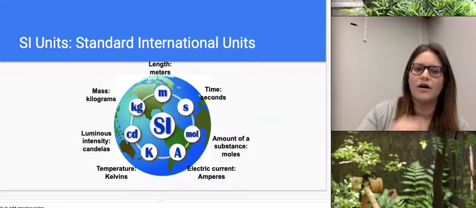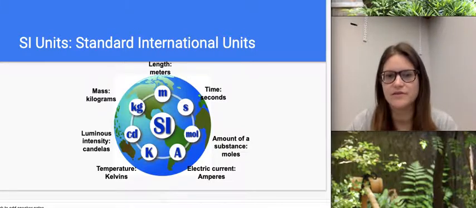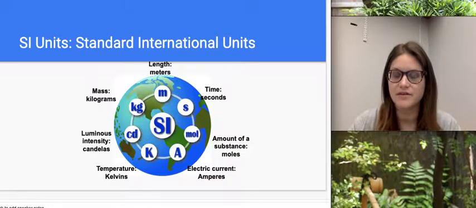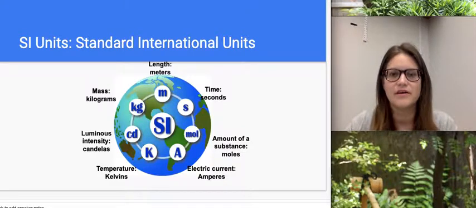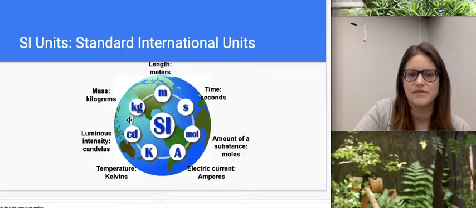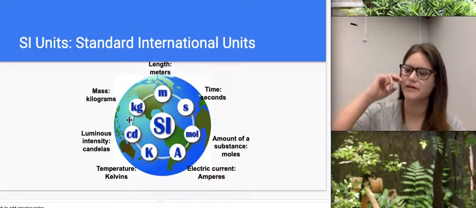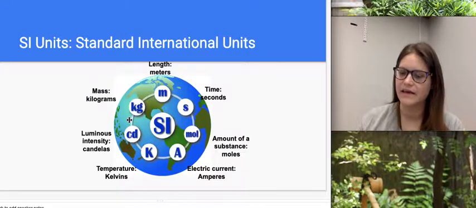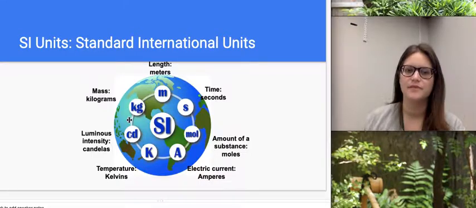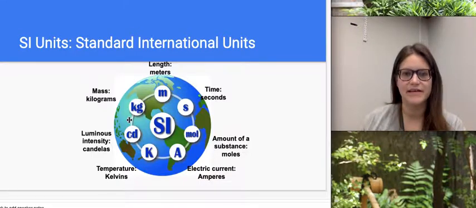So what are these standard international units? These are all the different base units. There can be other units as well that we'll get to throughout the year, but we're going to just start with these base units here. The first one that you have is length. Length's unit is meters, and we're filling those in right here on your notes page. Time, of course, is seconds.